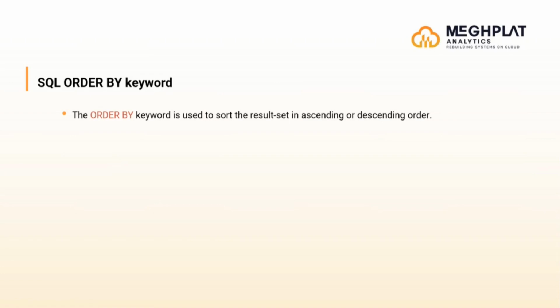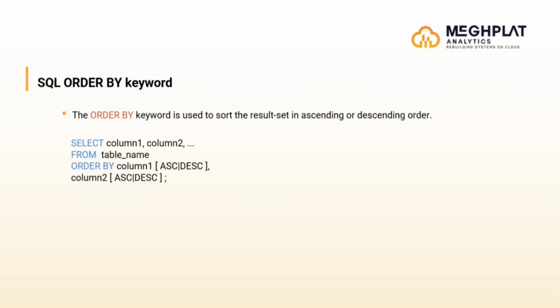The ORDER BY keyword in SQL is used to sort the result set in ascending or descending order. The syntax is SELECT then the column names FROM the table name, then we need to give the ORDER BY keyword. Then we need to specify whether we need the data to be fetched ascendingly or descendingly with the keyword ASC or DESC, ascending and descending respectively.